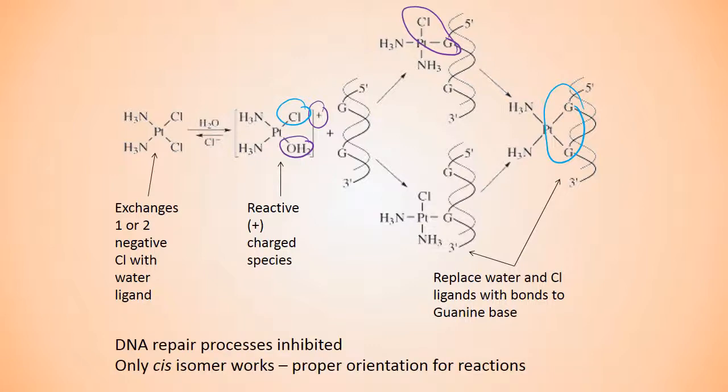Now what happens here is usually the DNA is constantly being read by different enzymes within our cells, and they'll go through and fix any kind of mutations that happen during the process, and so on and so forth. However, by attaching this platinum, or this cisplatin, onto it, the DNA repair process is inhibited, which means replication cannot occur, which means the cell cannot divide, and you are stopping the root cause of the cancer cells. But again, only the cis isomer works because it has the proper orientation for the reactions.